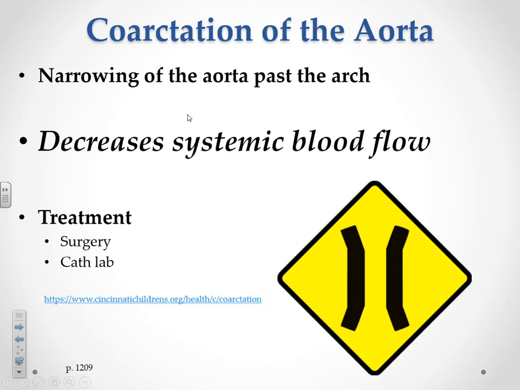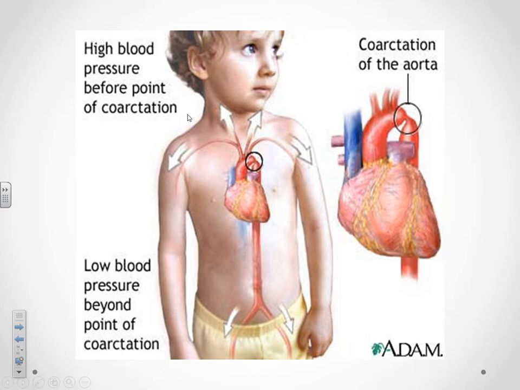Coarctation of the aorta. There's a narrowing of the aorta. And it typically happens a little bit past the arch. So this is typically where it occurs. You have the arch and then you have the narrowing right here.